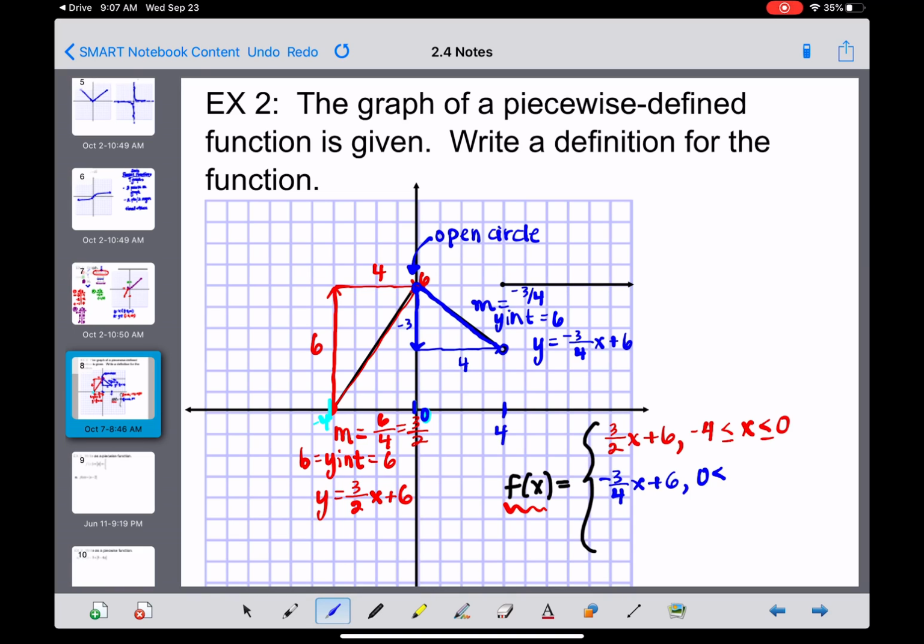And again, that's an open circle. So it's between 0 and 4. You can either have the line for the equal to here, or you can have it here for 0. It can only be in one place, though. It should only be in one place.